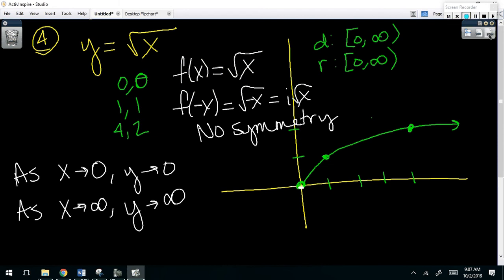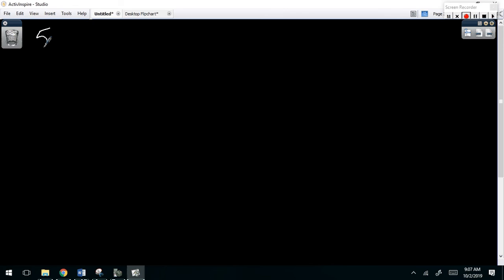Okay, next one is a cubic. No, there's only 12 altogether. I was, but I'm not going to take y'all through 20. All right, the next one is a cubic.